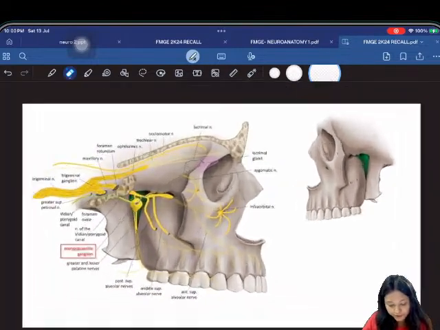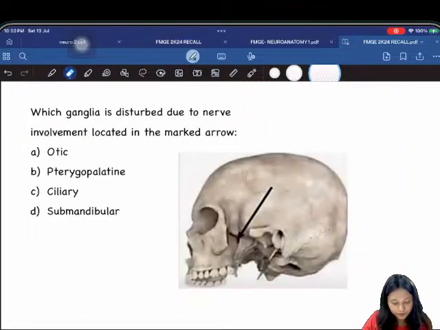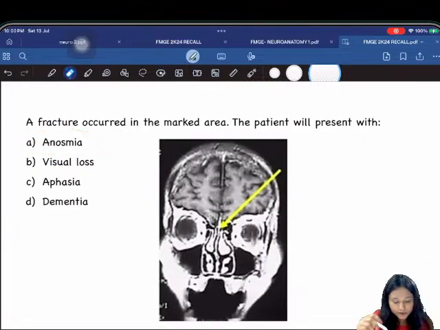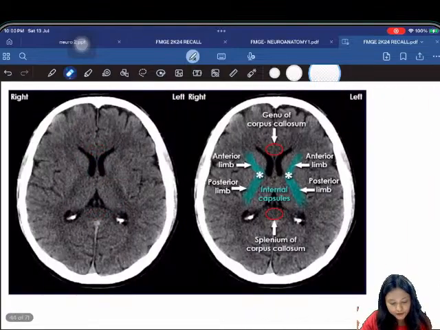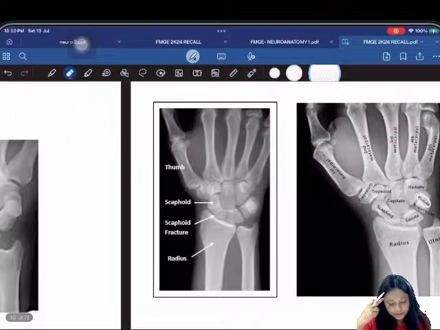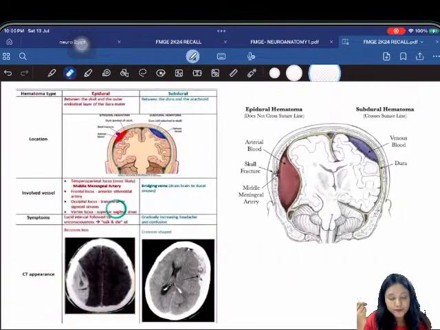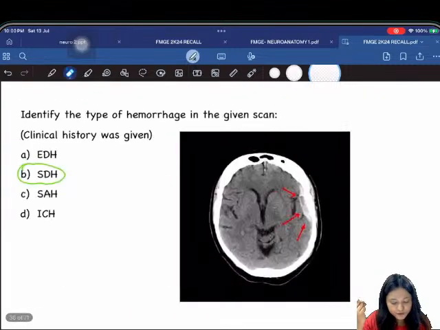And what else came from neuroanatomy? I think that much only. Okay, so you had anosmia, you had that internal capsule which we have already discussed. Any more questions on neuroanatomy? I guess this much only. The subdural and epidural, this one only I wanted to discuss. Okay. So with this I end today's topic.